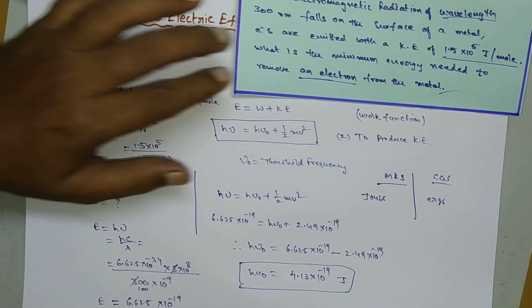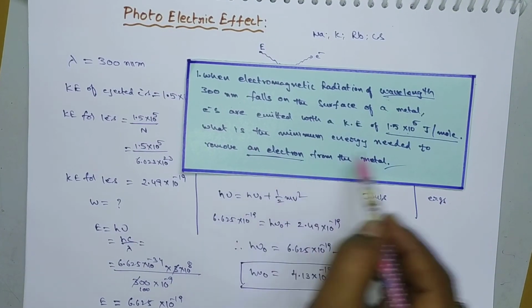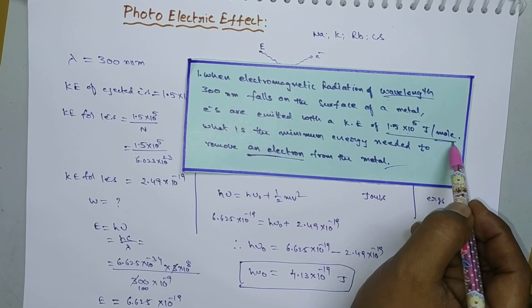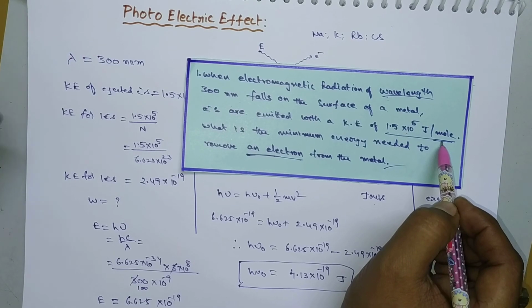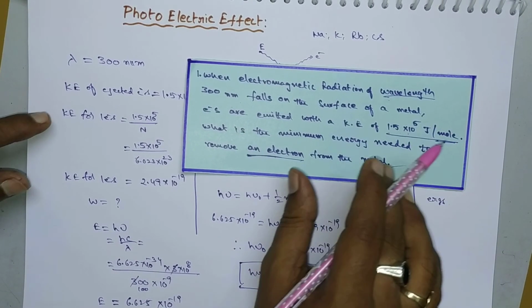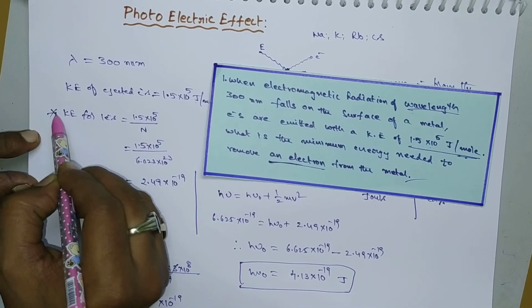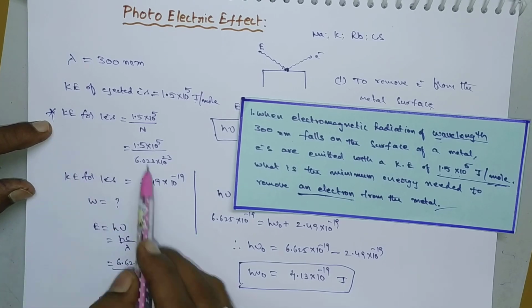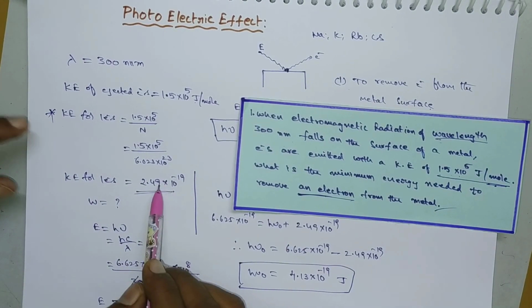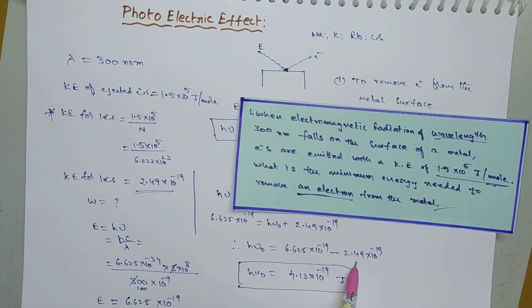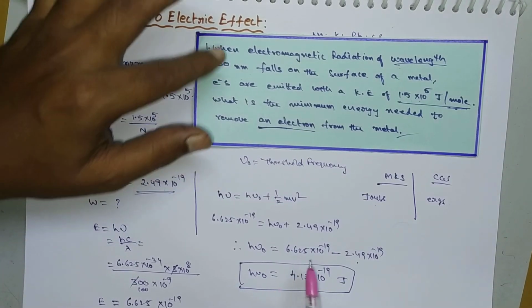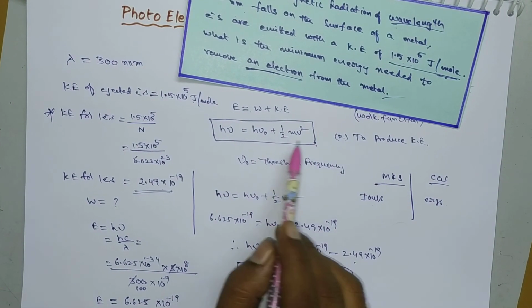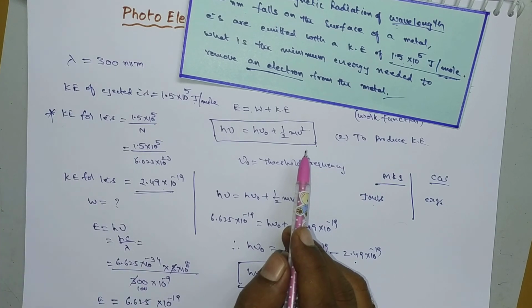Here you have to remember one point. He asked to calculate the energy needed to eject only one electron, but the kinetic energy given is for 1 mole. So that mole has to be converted into 1 electron. The kinetic energy of 1 mole of electrons is this much, but the kinetic energy of 1 electron is this much. So you have to substitute this kinetic energy, that is for 1 electron. In this way, based on this formula, you can solve any problem based upon this concept.